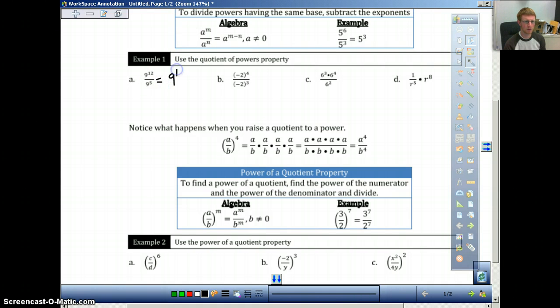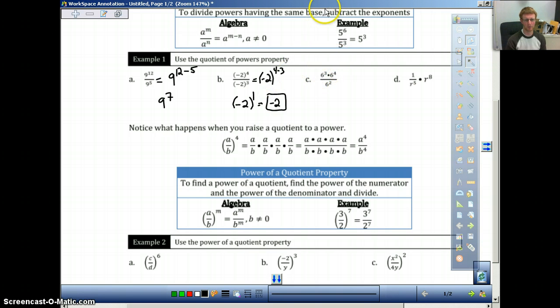So we have 9 to the 12 minus 5. And again, we could write that completely out. We would write 12 nines across the top. We would write 5 nines across the bottom, and the 5 on the bottom would cancel out with 5 on the top, so we'd be left with 7 of them. So we have 9 to the 7th. Here we have negative 2 to the 4 minus 3, so you end up with negative 2 to the first power, which is just negative 2. Remember, anything to the first power is itself.